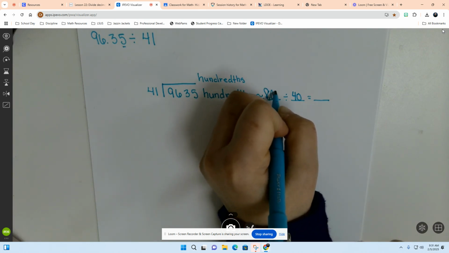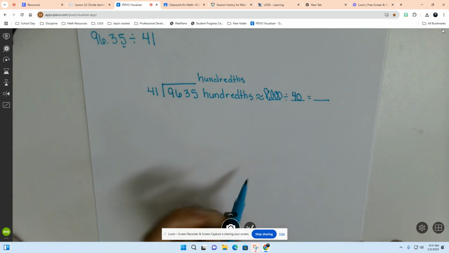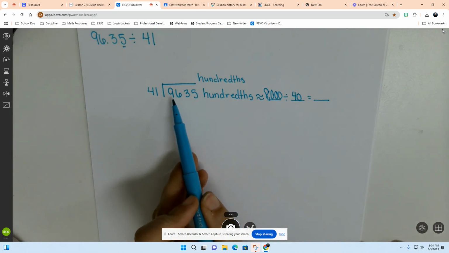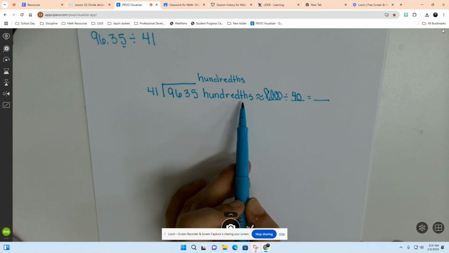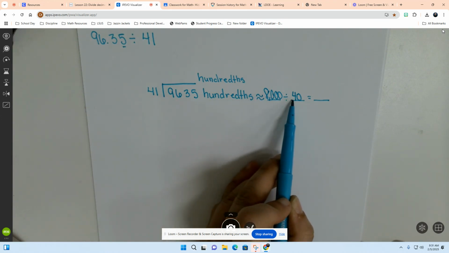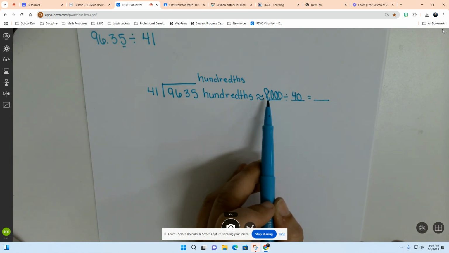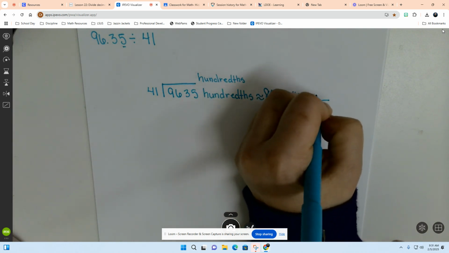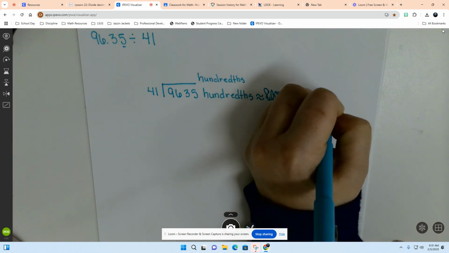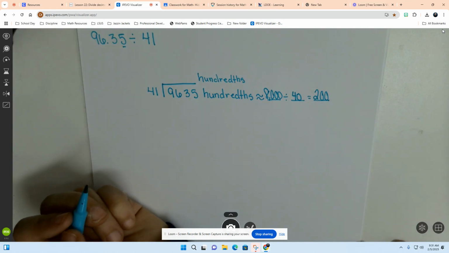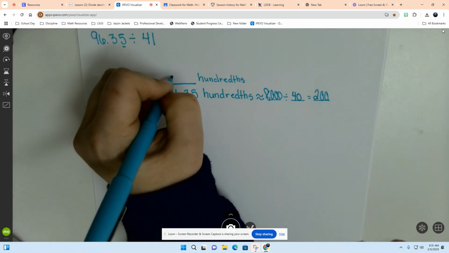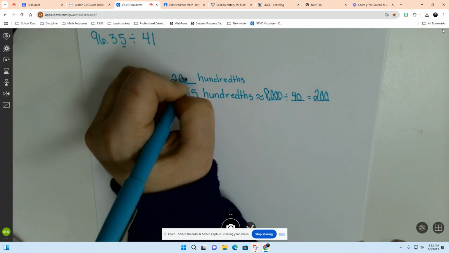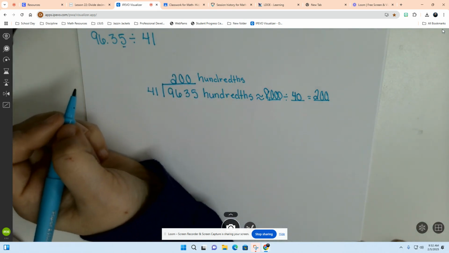Yeah, 4 can't go into 9, so let's make it easier on ourselves. Thinking about what we can count by fours and land on. So 8,000 divided by 40 is 200. Again, I want to line those up in the correct spot, so in the hundreds place, the tens place, and the ones place.